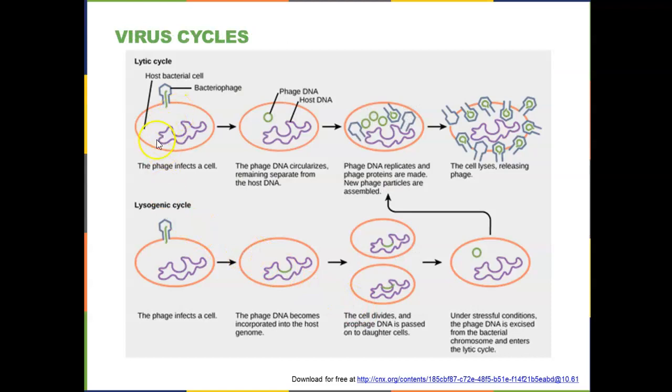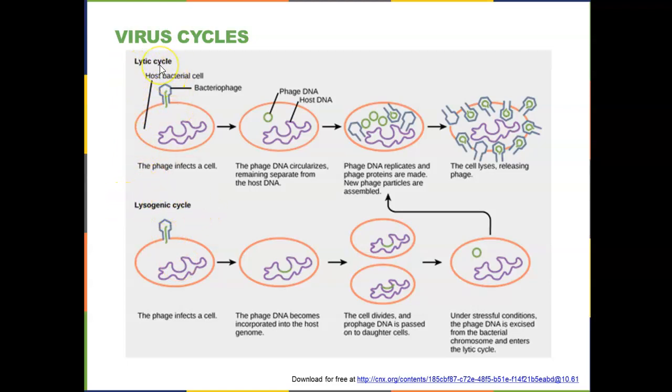So this happens in eukaryotic cells as well, but it's most well understood in prokaryotic cells, and that is the two general life cycles that any virus can go through. In this case, we're using as an example a bacteriophage, which is a virus infecting a bacterial cell, but this also works for eukaryotic cells. There are two life cycles: the lytic cycle, you've got to know this, and the lysogenic cycle.